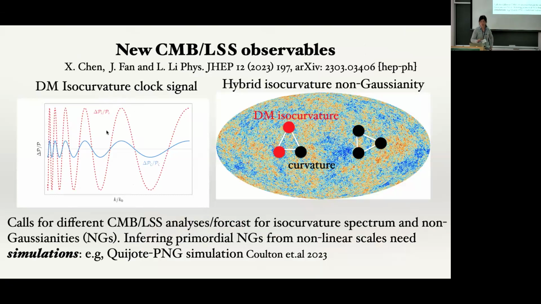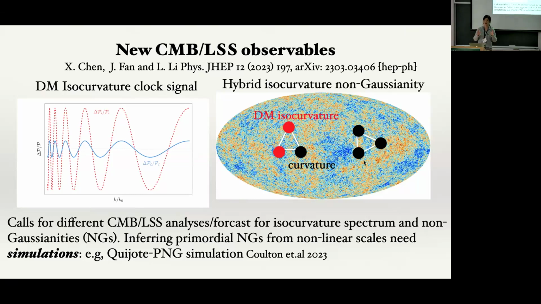So again, I will just flash through some possible signals. For instance, isocurvature spectrum, instead of being a flat, scale invariant spectrum as assumed in the Planck analysis, you could have these oscillatory features. Or you could have this hybrid dark matter isocurvature curvature non-Gaussianity.